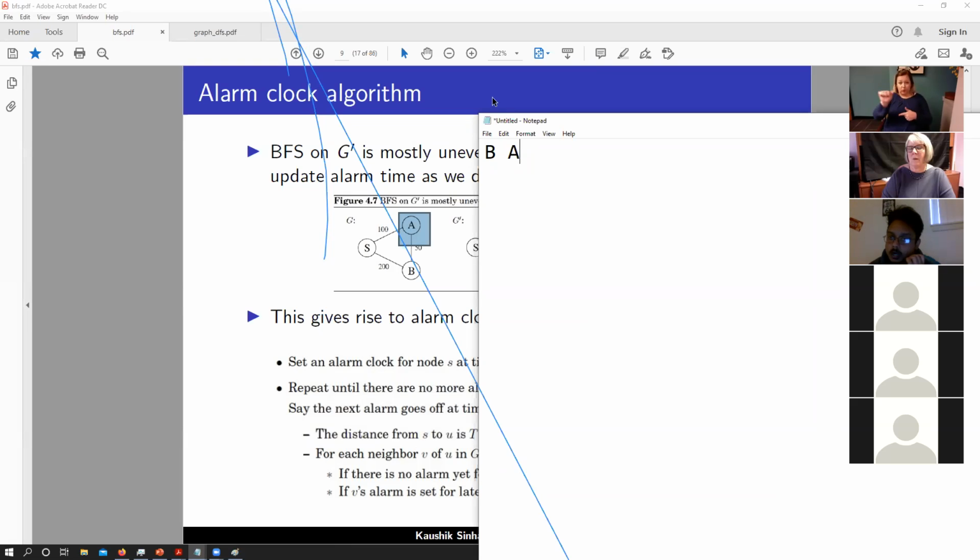However, since A is 100 away from S and B is 200 away from S, if we are going to follow these edge weights instead of assuming that all edges are the same weight, then we would like to explore A first instead of B, right? Because A is closer to S than B. So in that scenario, we would again want a queue data structure, but sort of a priority queue data structure, which sorts all the vertices and inserts them in a sorted order.